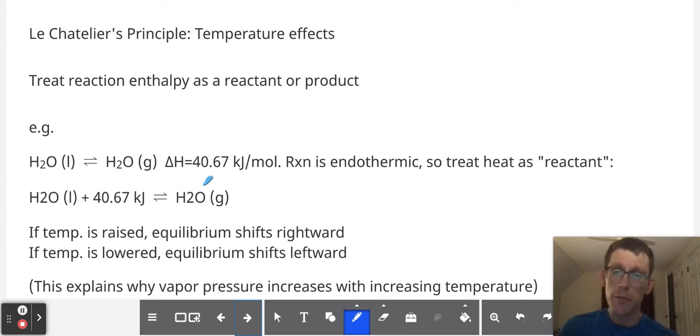But on the other side of it, if you lower the temperature, then the equilibrium will shift leftward. Surprise, surprise. If I have boiling hot water at about 100 degrees Celsius, if you cool it off, well, then you're going to see a lot less steam over it. You'll see a whole lot more liquid water.